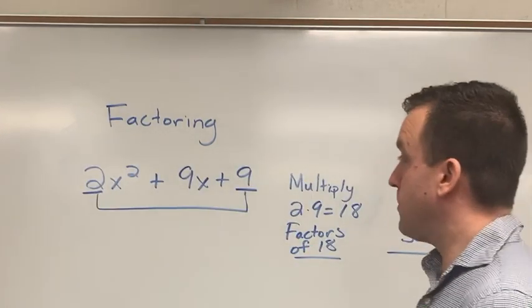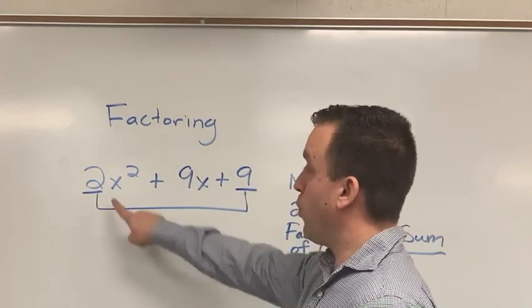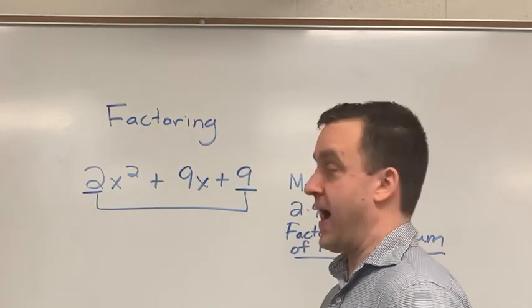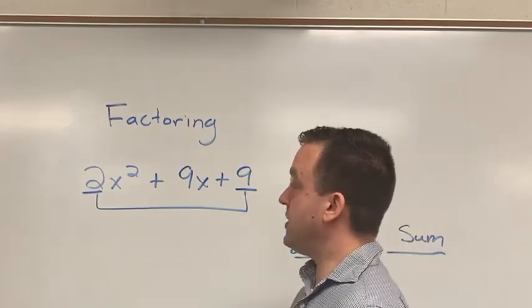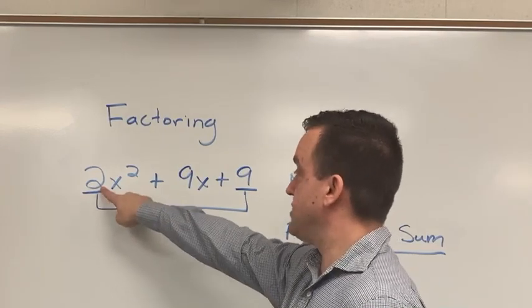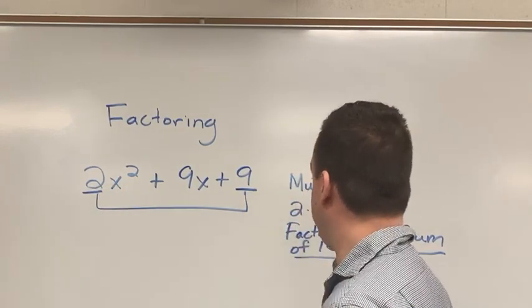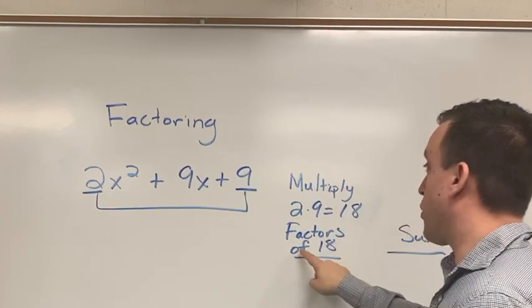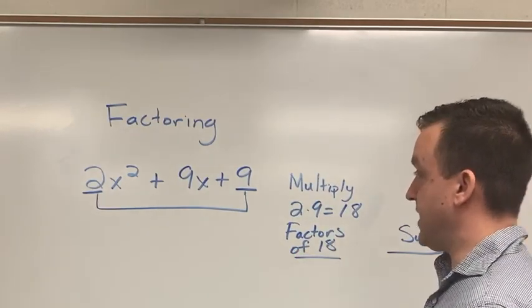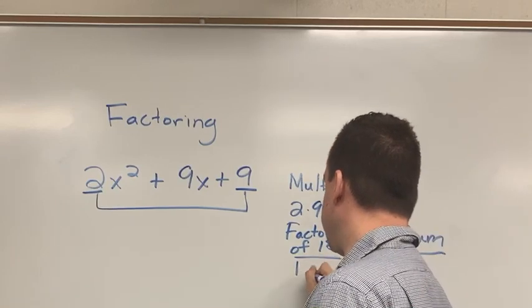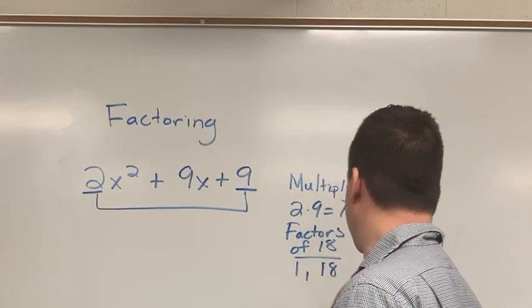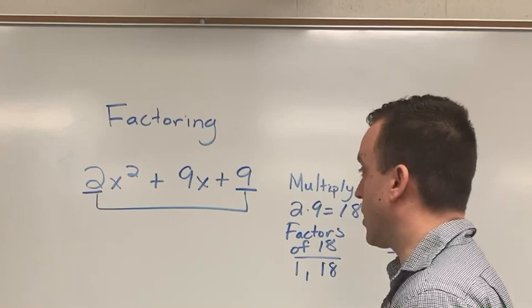So now we're going to look at factoring when there's a coefficient in front of x squared. This definitely can be factored. What you need to do is multiply 2 times 9 and we get 18. And then we're going to look for factors of 18 that sum together to be 9. So if I list the factors of 18, we have 1 and 18. That sums to 19, so that's not going to work.